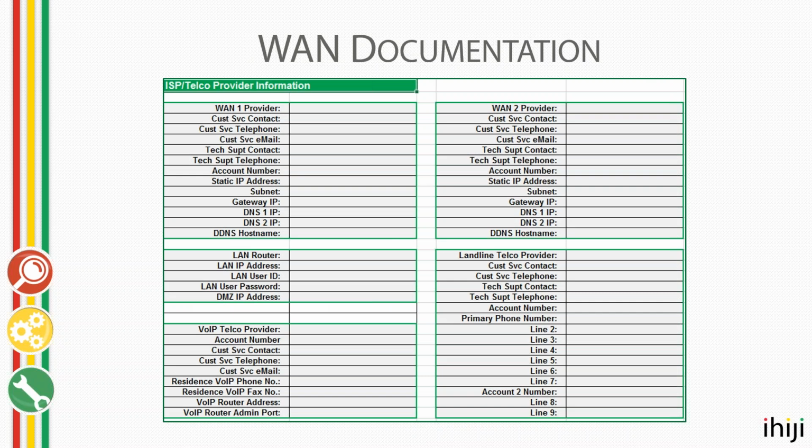Obviously, you want to document your WAN information. This is a great example of how dealers are documenting WAN information. Who's the ISP? If they've got a primary and secondary, who's the primary ISP? What's their contact information? And who's the secondary ISP? What's their contact information? You should document things like account numbers because you guys are the ones expected to support that. DNS, things like that should all be documented here.